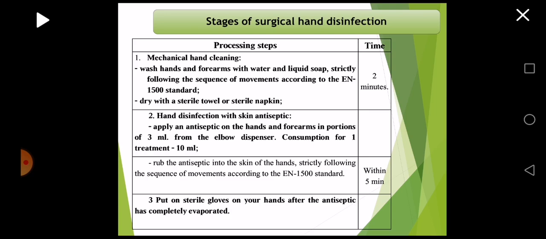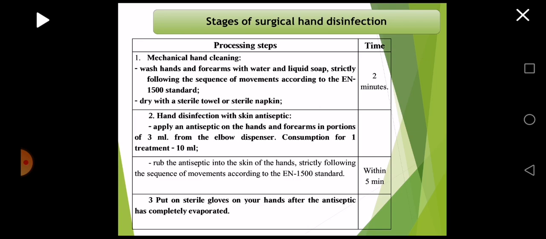Okay, processing steps. First, mechanical hand cleaning. What does it mean? Wash hands and forearms with water and liquid soap, strictly following the sequence of movements according to the EN-1500 standard. Dry with a sterile towel or sterile napkin. For this we need 2 minutes.